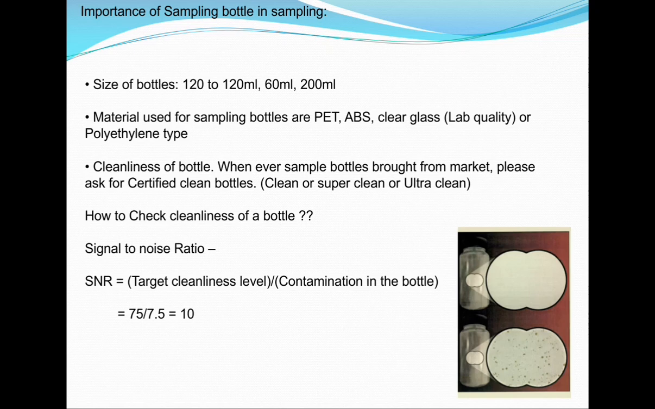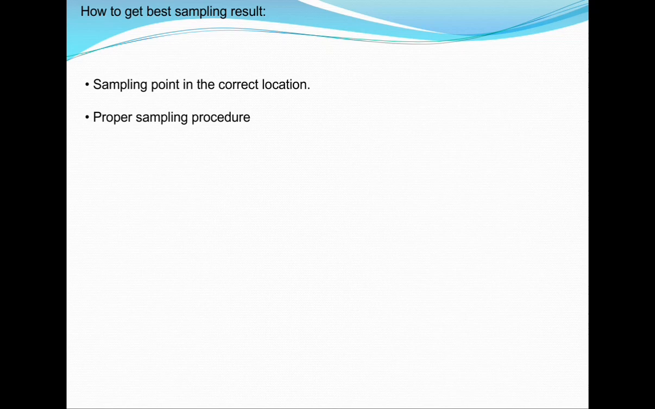Now you see how to get the best sampling result. First, choose the best sampling point, that means the sampling point in the correct location. As I have said, the sampling point should be at the discharge of the pump, at the suction of the filter, or at the vent of the filter. If you choose the correct location, you will get a proper sample. Proper sampling procedure should be followed. If the sampling procedure is not right, then you cannot take a proper sample.